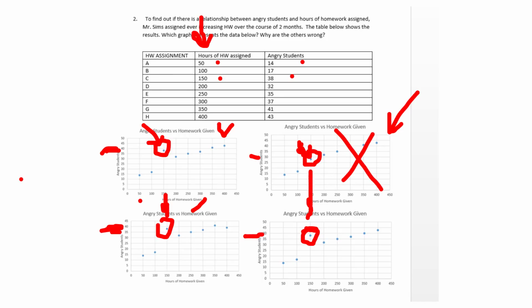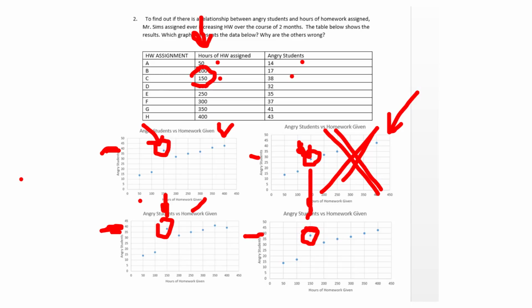Once again, when I look at 150, which is this data point here, I should see a value of 38, which is up here. But instead, this point here, which I just covered up, is actually about 28. So that tells me it's not 38, but it's 28. So this graph is out.